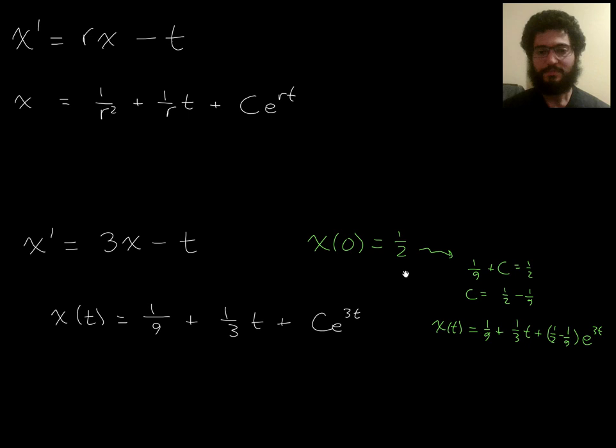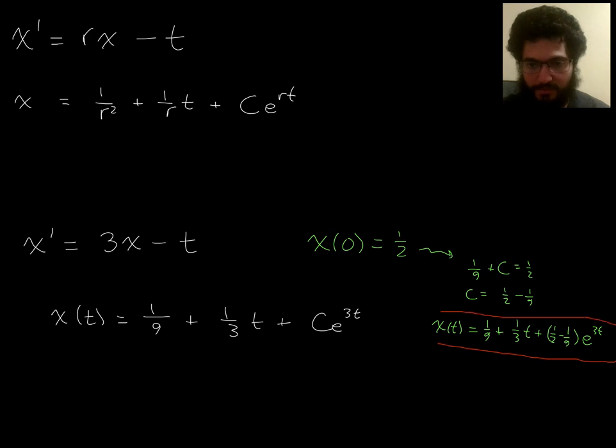So that doesn't mean half a person. Maybe x is measured in millions of people or something like that. So this is 500,000 people, maybe. Then you can use the initial condition and figure out what the constant c here should be. And so I got this in the end: 1/9 plus 1/3 t plus some number times e to the 3t.